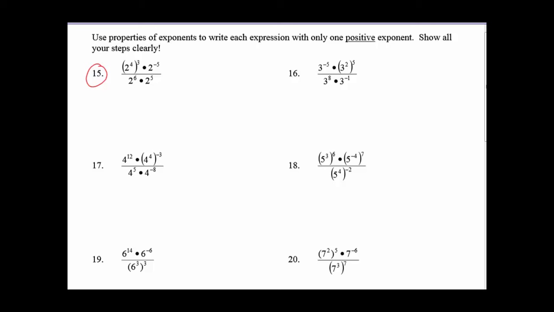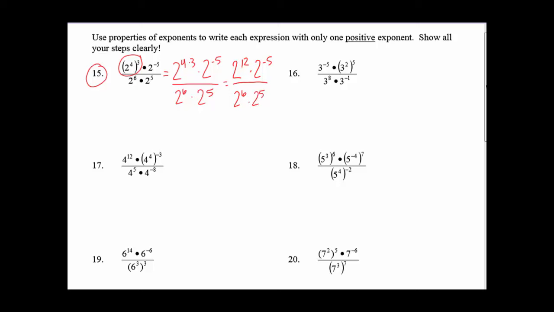So I'm going to take this one piece by piece. This first piece I see, I have 2 to the 4th raised to the 3rd power. So I have a power raised to a power, and that rule states that we need to multiply our exponents. So 2 to the 4 times 3, and then I'm just going to keep all my other factors. So that 2 to the 4 times 3 will just become 2 to the 12th times 2 to the -5 over 2 to the 6th times 2 to the 5th.